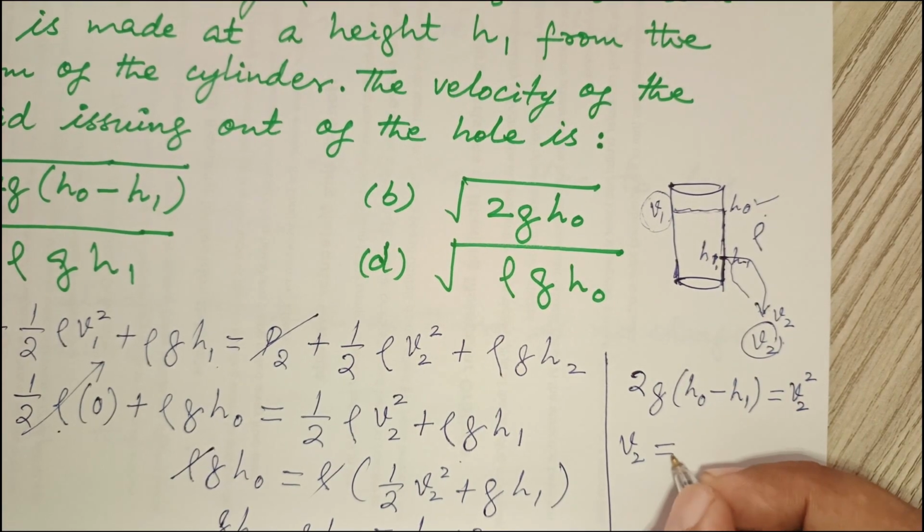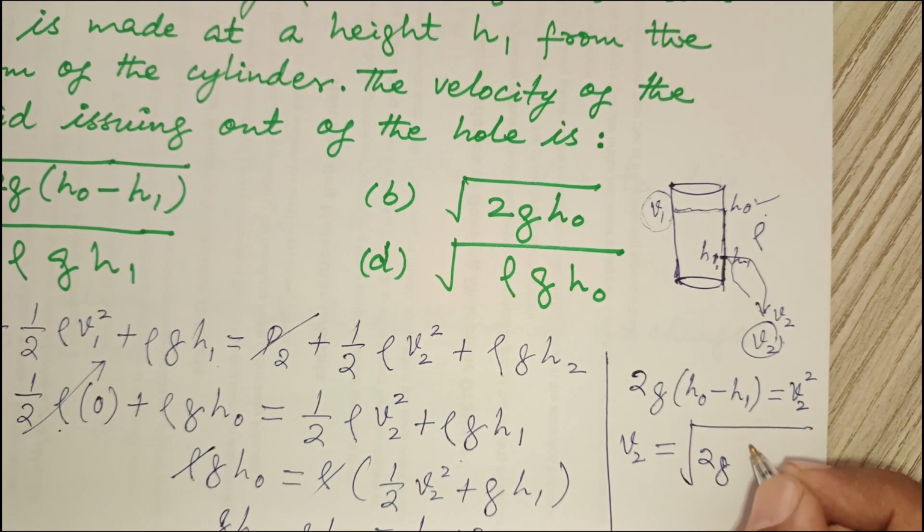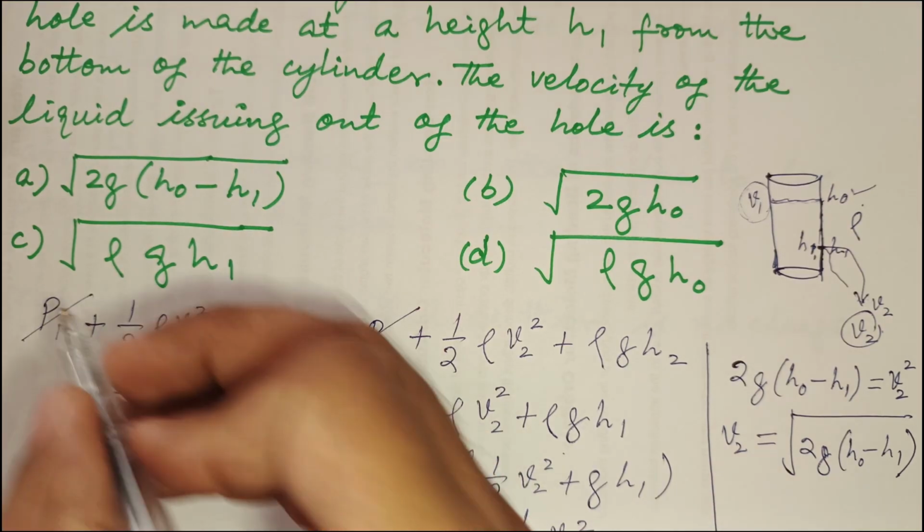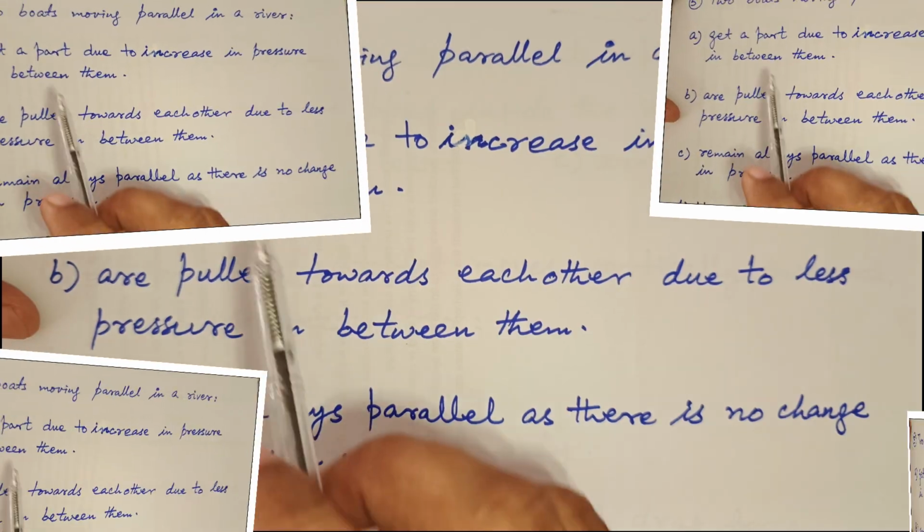So V2 will be equal to the square root of 2g(H0 minus H1). So the correct option is this one, A. Okay, let's move to the next one.